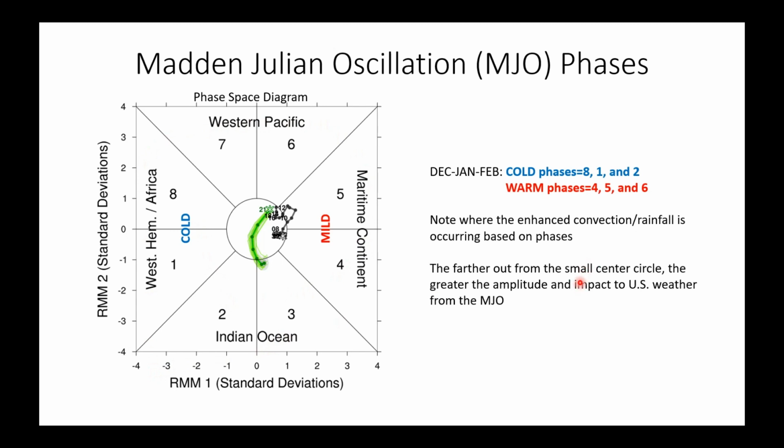Now, the farther out from the small center circle, like I said, the greater the amplitude. That means the stronger. When I say greater amplitude, that means the MJO is further out away from the small inner circle here at the center of the diagram. And that's going to have more significant effects on the weather pattern for the United States.